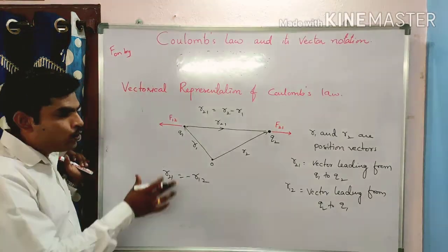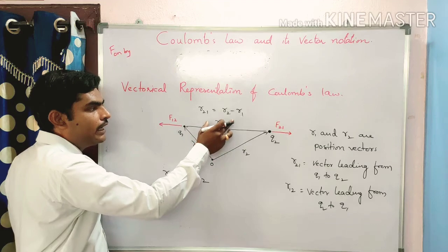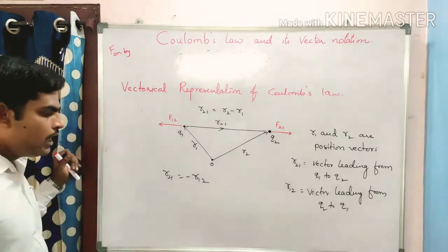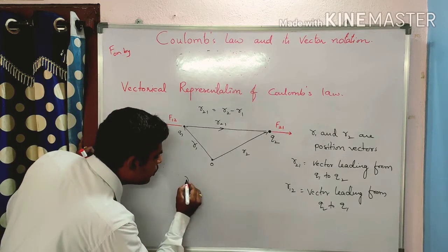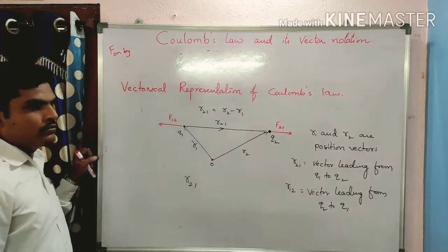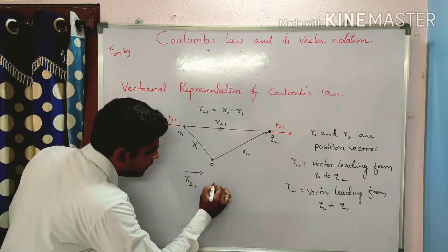Now, how do we write it vectorially? What we need is this direction. To write in vectorial notation, we need to write this vector R21. So how to write the R21 vector? This is a full vector.